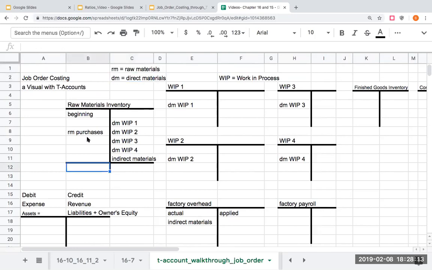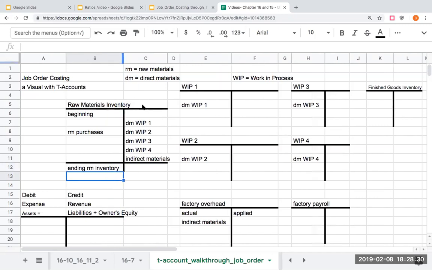So here I've got my beginning balance, plus my raw materials purchases, minus these guys over here. This is going to give me my ending raw materials inventory. Okay, so there we go. That's the first part. So the different things that go into a work in process account every time, maybe the 4, are going to be beginning work in process 1. We have my direct materials.